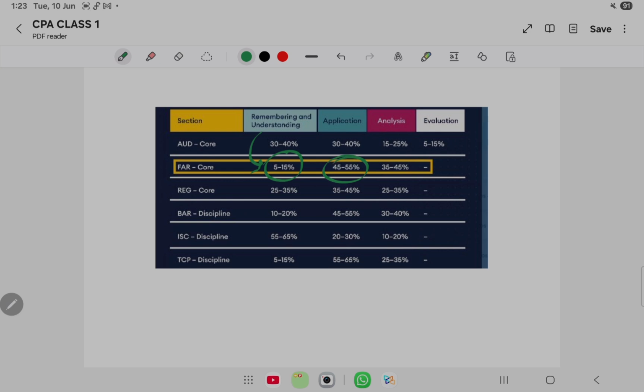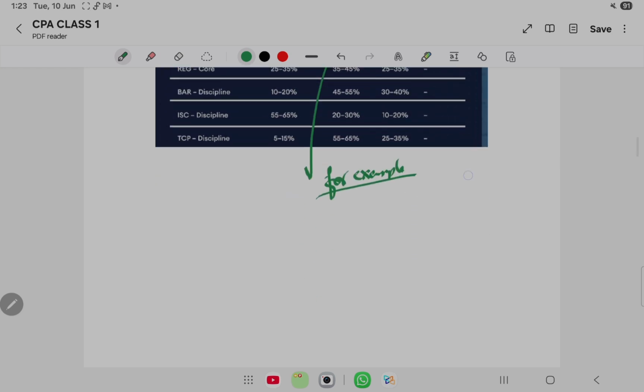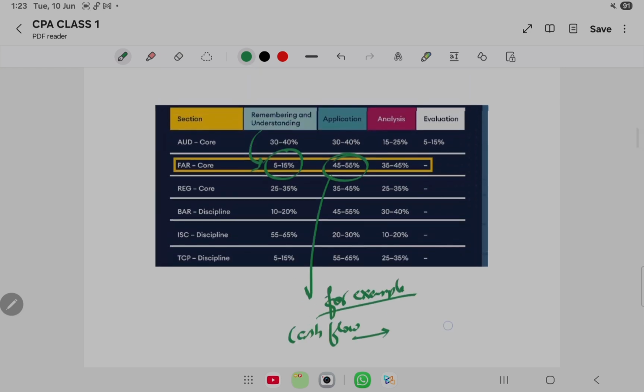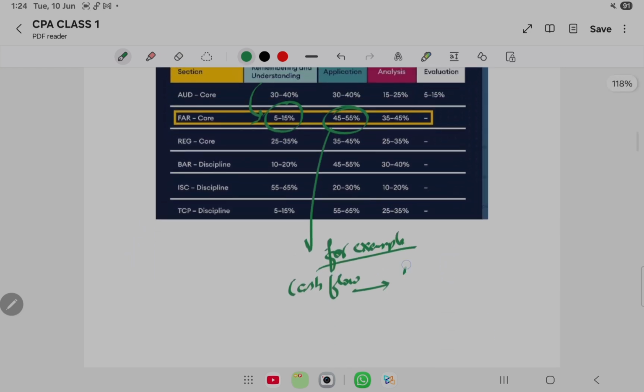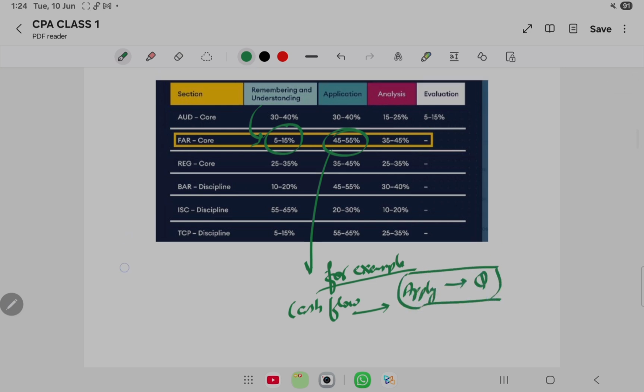This is the key. It means understanding a concept and knowing how to apply it in real life situations or the exam scenarios. For example, you are studying the cash flow, and you know how to make it. That is the basic remembering and the understanding. But how you apply the concepts in the questions, that is the application part.